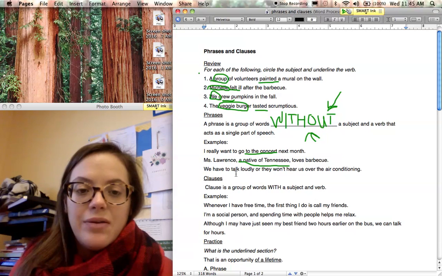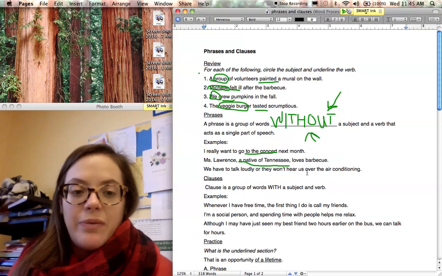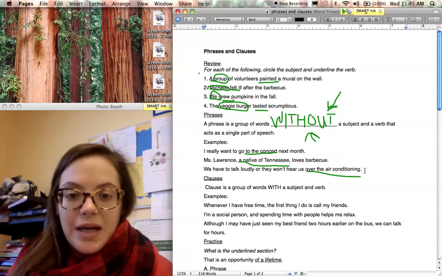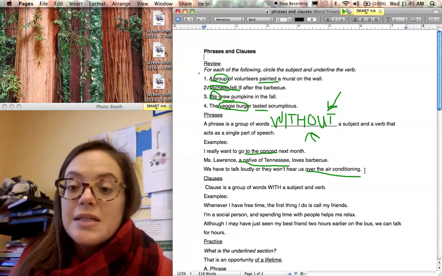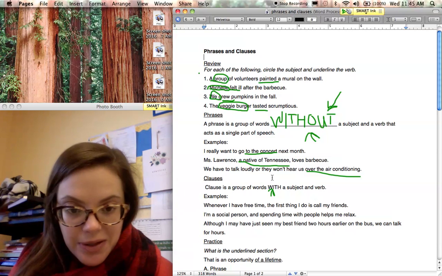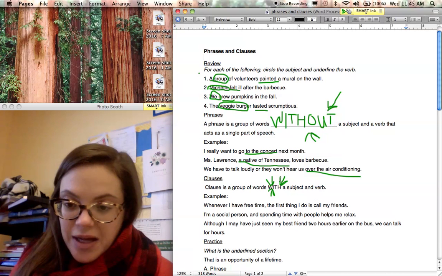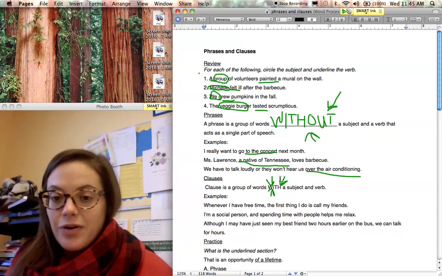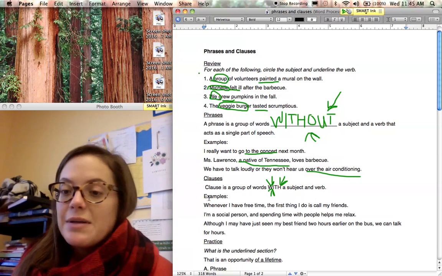We have to talk loudly, or they won't hear us over the air conditioning. Okay? So again, we have a prepositional phrase, over the air conditioning. Okay? That's all kind of working together. It's a group of words that goes together. All right, now, clauses are different. A clause is a group of words with, I'm going to draw some arrows pointing at that, with a subject and a verb. Okay, so phrases, group of related words without a subject and a verb. Clauses have a subject and a verb. Okay, so let's look at some examples.